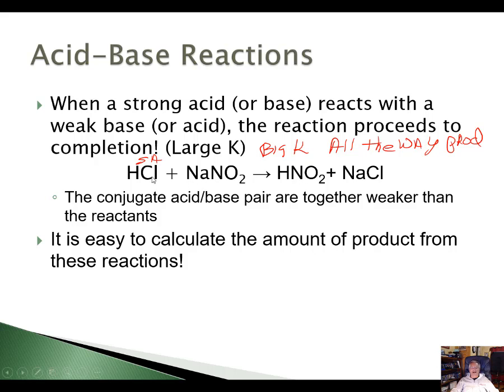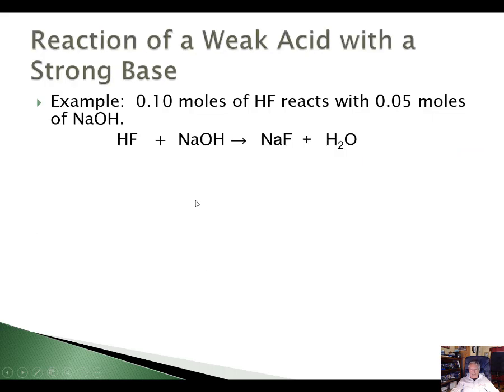We've got a strong acid and we've got a neutral conjugate base. Here's a weak base and we have a weak conjugate acid. The conjugate acid-base pair together are weaker than the reactant acid-base pair. It's easy to calculate. So here we go. You need to get this. This will clean you up for the rest of this chapter. So this is going to be what we call ICF.